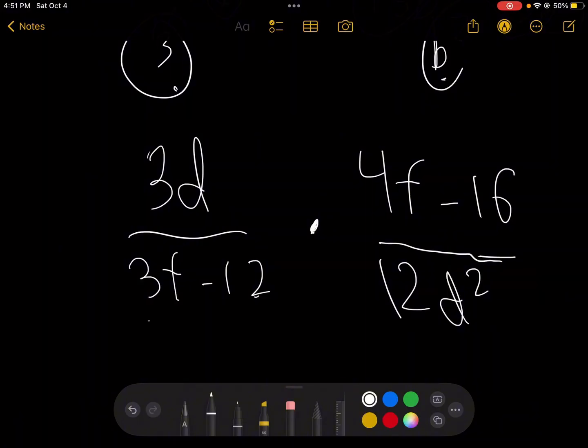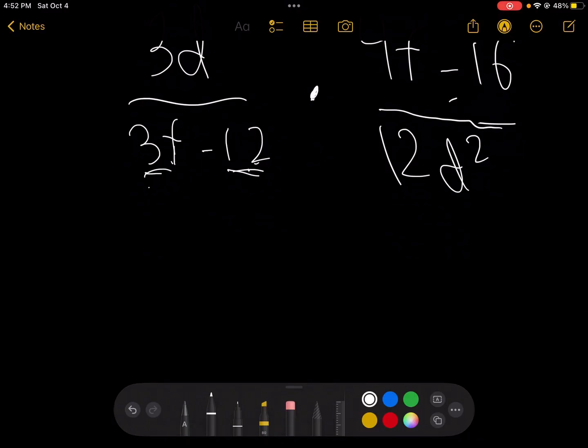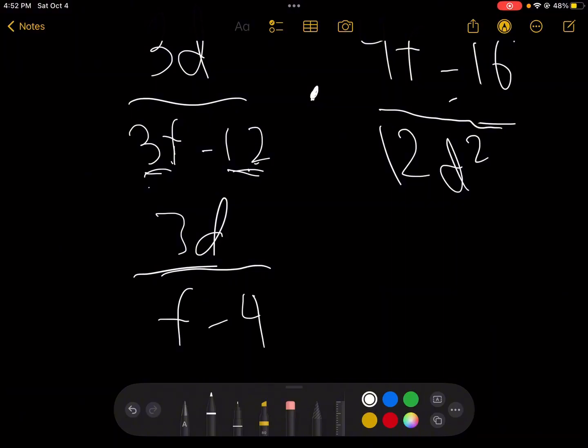Now, to factor this, you find the GCF of these two terms. What's the GCF of 3 and 12? Or do they have a similar variable? Since they don't, we don't include the variable in the GCF. So it's just 3. So you divide both of them by 3, and we're going to write our new equation first. That would be 3d first, okay? And then f minus 4. Don't forget the GCF, which is 3.